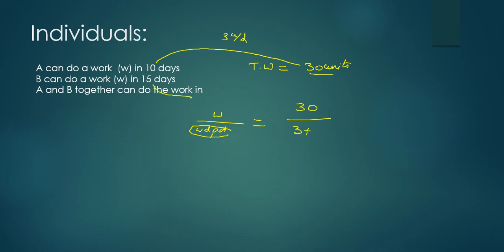Similarly, B takes 15 days to complete 30 units. So per day B will do how many units? 2 units per day. Is it clear? So A is doing 3 units and B is doing 2 units. Together they do how many units? 5 units. Simply 30 by 5, which equals 6 days. That's all. This is the answer.